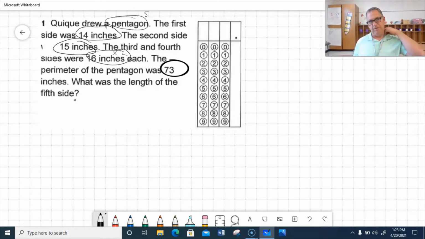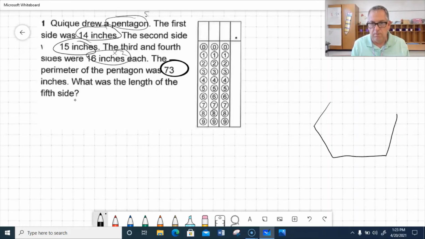So he said he drew a pentagon. So let's draw a pentagon. So a pentagon has 5 sides, we said. So we'll draw a 5-sided figure here. 1, 2, 3, 4, and 5 right there. Okay, so we'll go ahead and label the sides it's talking about. And this is not going to be proportional. It's not going to be exactly right, but I'll just start labeling sides.